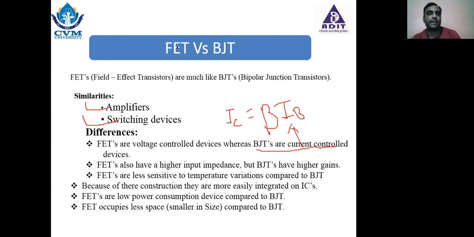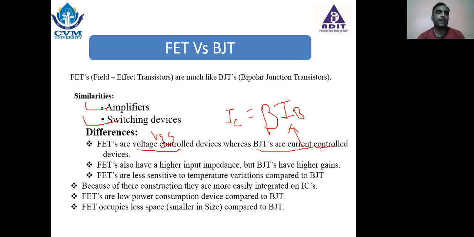While in FET, the output current is controlled by the input voltage VGS. Now what is G and what is S? G stands for gate, S stands for source. There are three terminals in FET, we will see in detail: gate, drain and source. The voltage between gate and source is called VGS. Depending on VGS, your output current ID will vary. So VGS is controlling the output current. That's why FET is called a voltage control device.